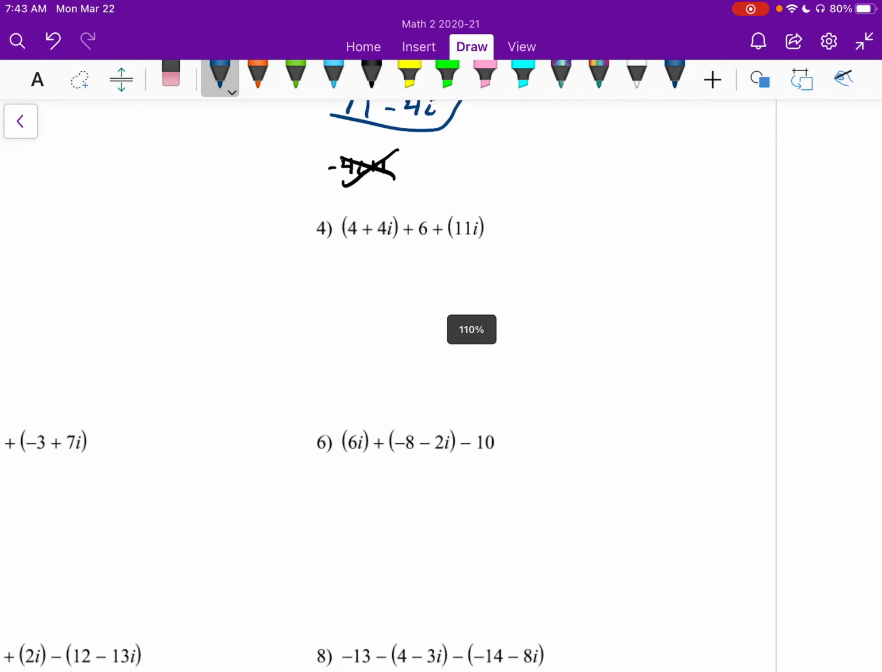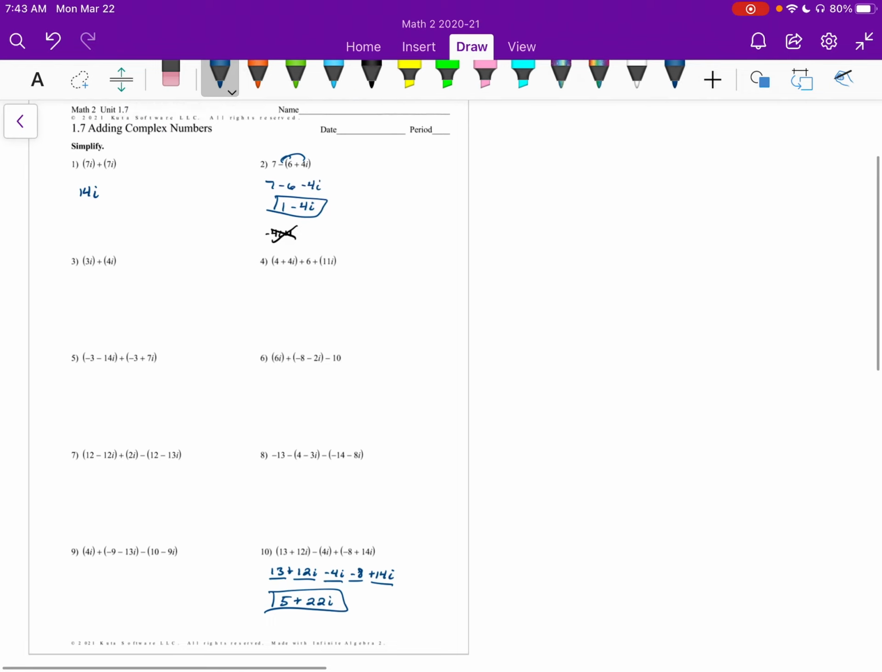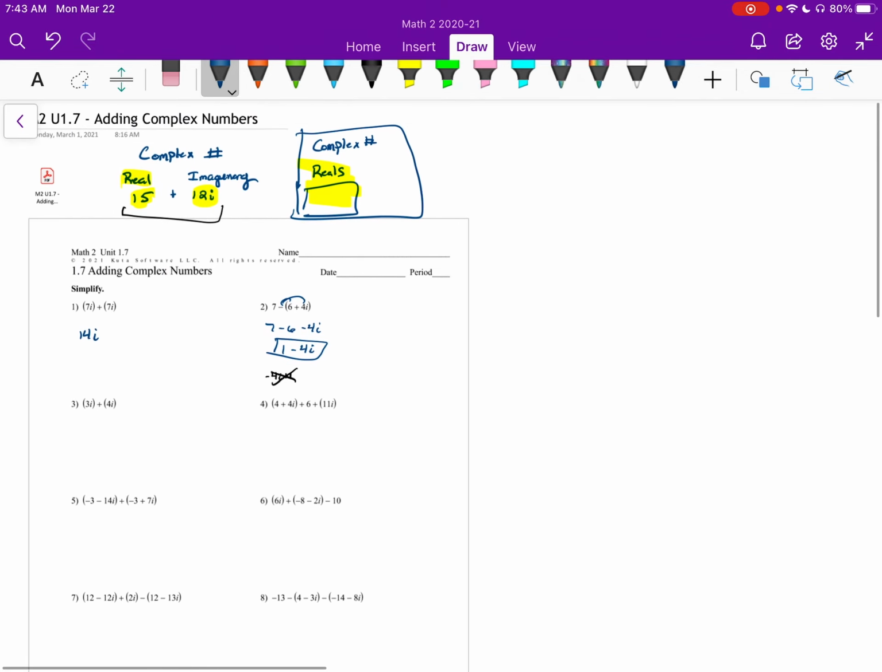And that's that. So good luck on this. This should be relatively easy, and I will post that answer key on Classroom. All right, good luck.